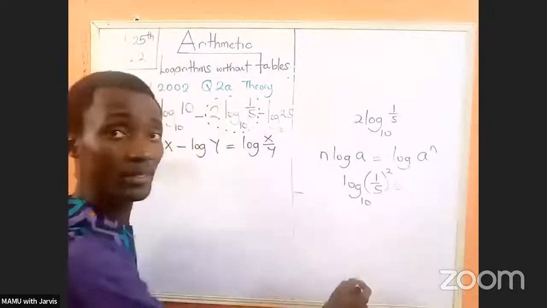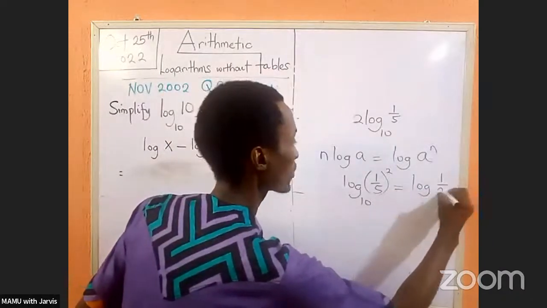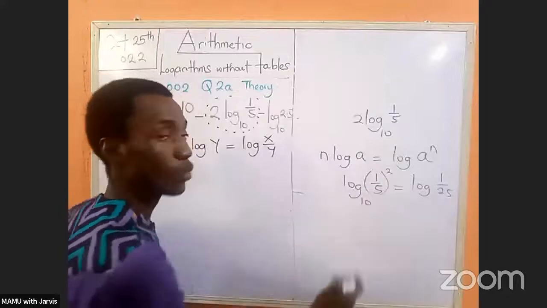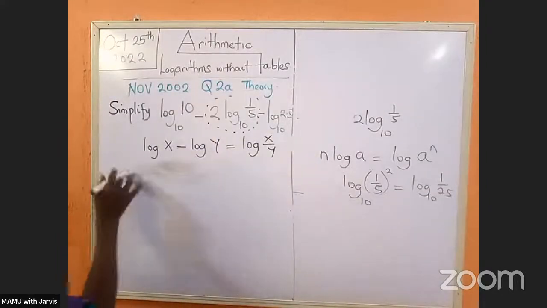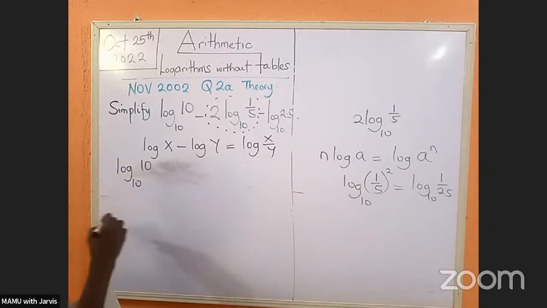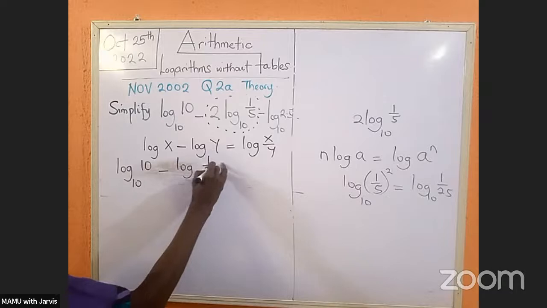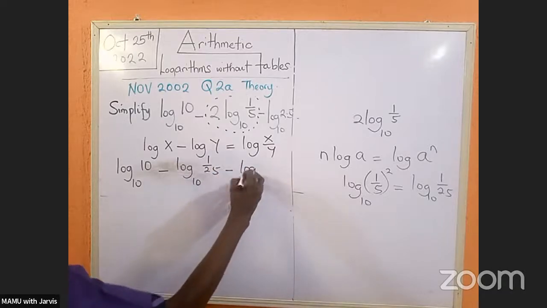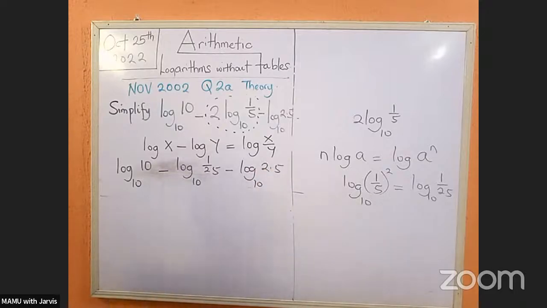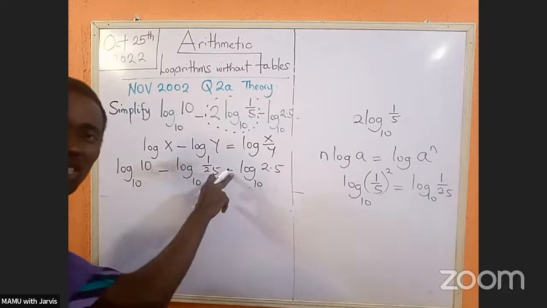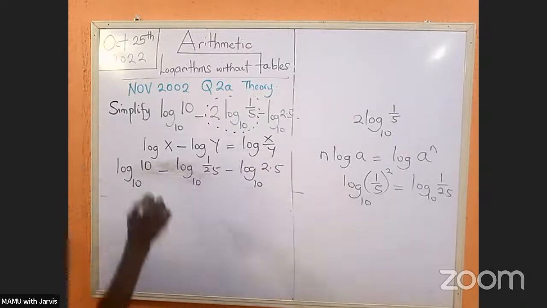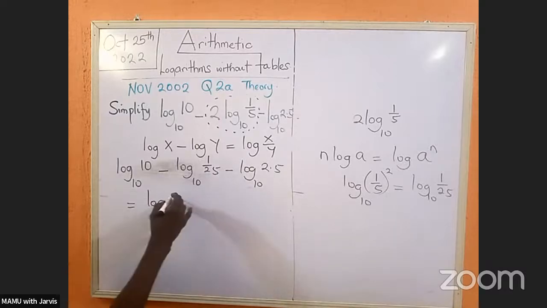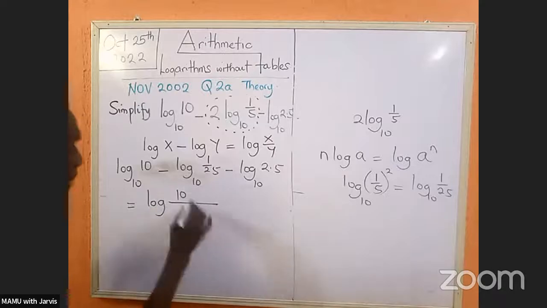Now, you can simplify this. This will be log 1 over 25, because 1 squared is 1, and 5 squared is 25, in base 10. Once you've cleared this, you bring this back to the equation, and you have log 10 base 10 minus log 1 over 25 base 10 minus log 2.5 base 10. Now, minus suggests division. It implies that these two are denominators. So if I'm going to write it in one log, it's going to be log 10 divided by 1 over 25 times 2.5.